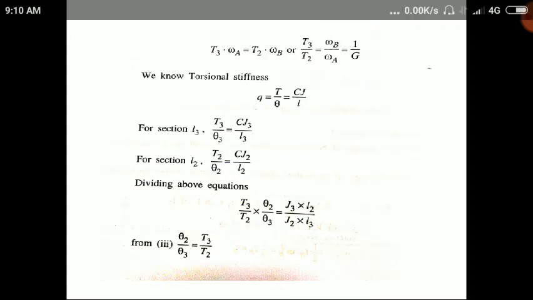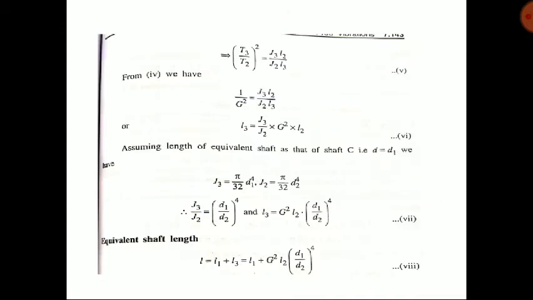This is equal to 1 by g. If you are referring here to T3 by T2, you can see T3 by T2 equal to 1 by j. So 1 by g, 1 by j, 1 by g, J3 by J2 equal to 1 by g. So 1 by g square equals J3 L2 by J2 L3, or L3 is equal to, from this equation, L3 you can see J3 by J2 into g square into L2. You are separating L3 here.